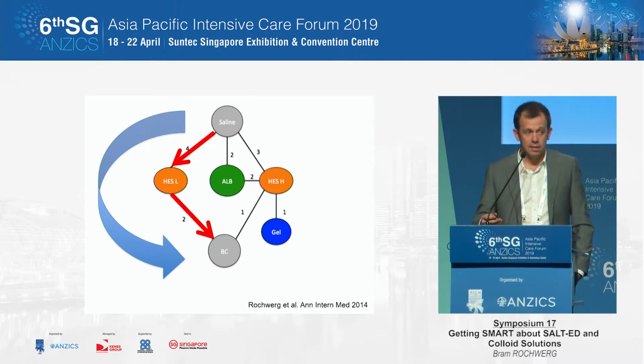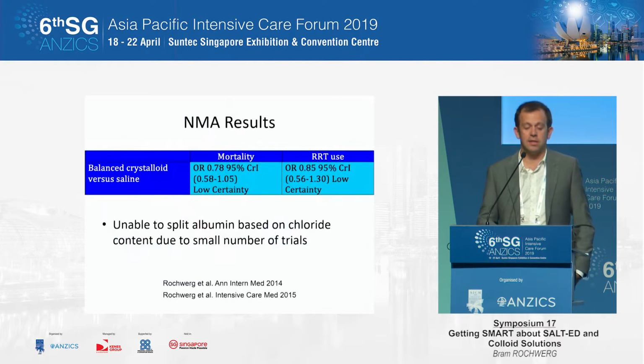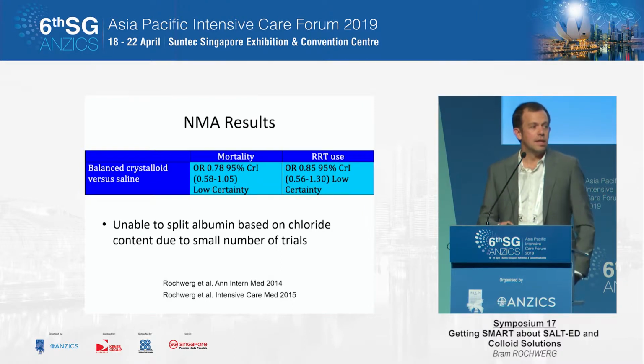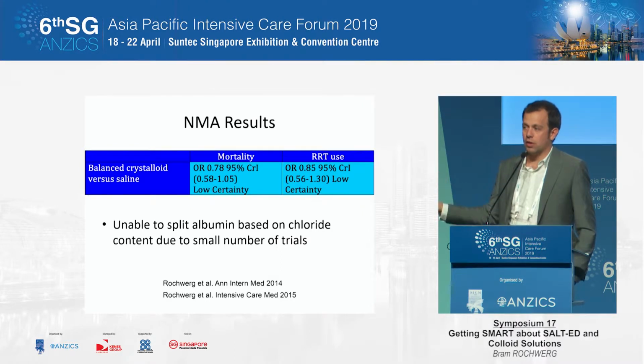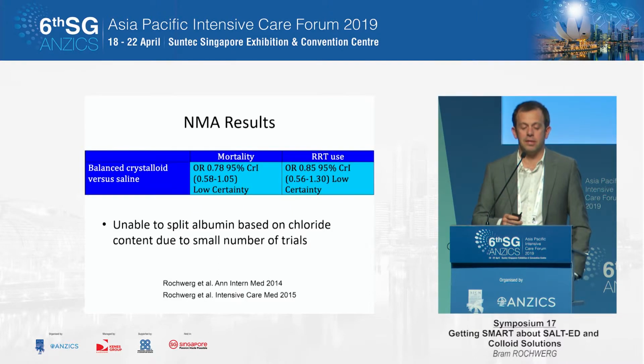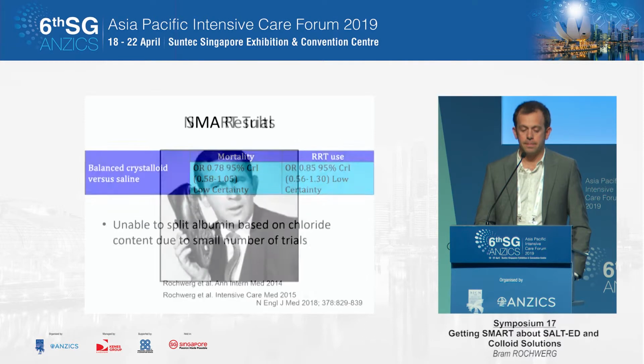And when we did this, incorporating indirect evidence, we found a signal for benefit for balanced crystalloid in terms of mortality and need for renal replacement therapy. These were low certainty of evidence when we applied GRADE. There are issues specifically with imprecision. You can see the upper end of the confidence interval crosses 1, but still perhaps a signal towards benefit.